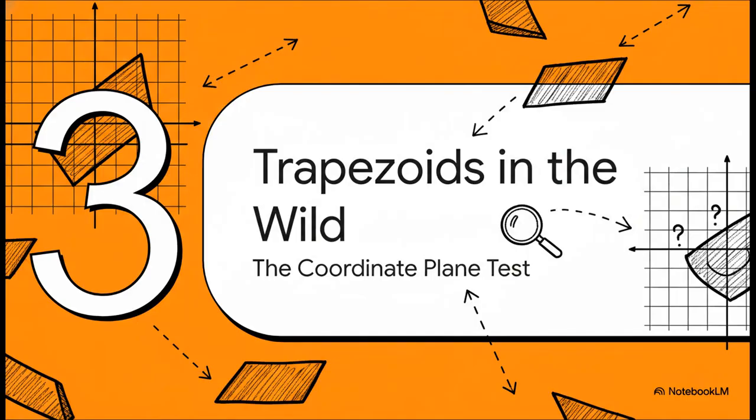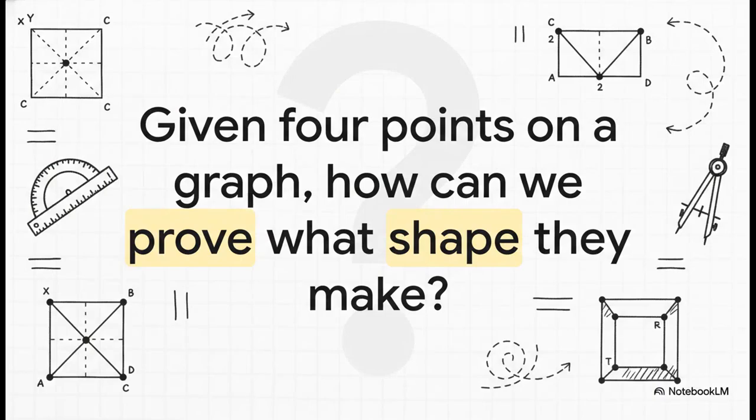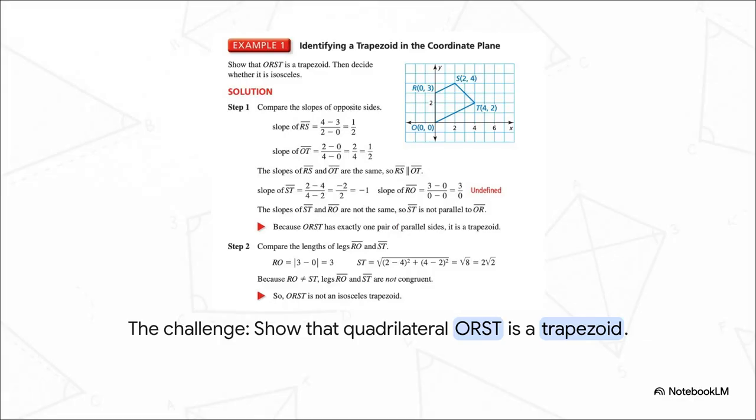Okay, so we've got the theory down. That's great. But how can we actually prove a shape is a trapezoid using cold, hard numbers? Well, for that, we need to take it out into the wild of the coordinate plane and run a few tests. So this is a classic challenge in geometry, right? If I just give you 4 random points plotted on a graph, how can you prove, mathematically, what kind of shape you're actually looking at? The answer is you have to use its fundamental definitions. So here is our mission. We've got 4 points, O, R, S, and T, plotted right here.